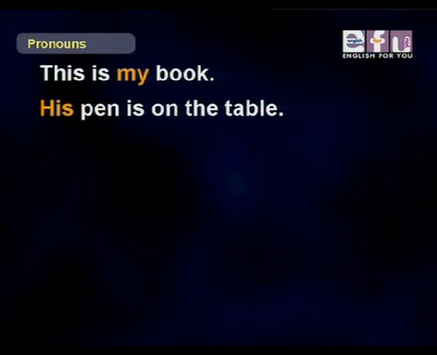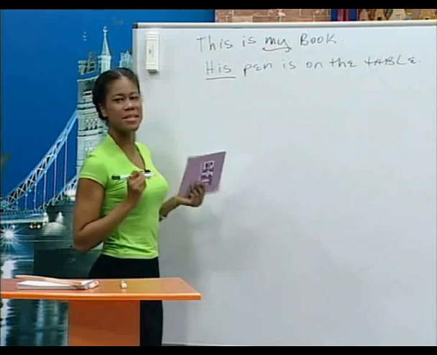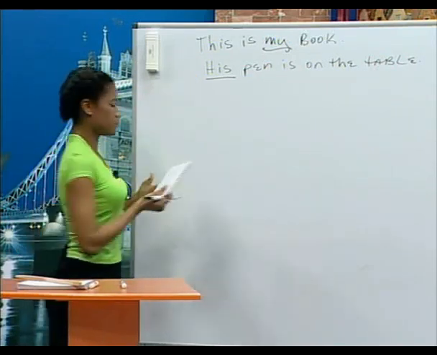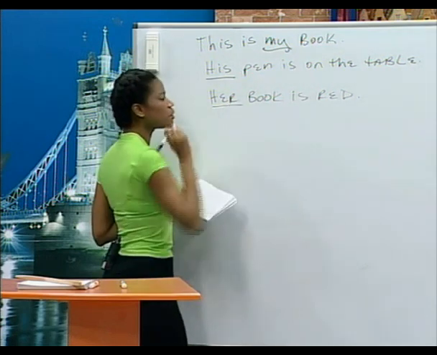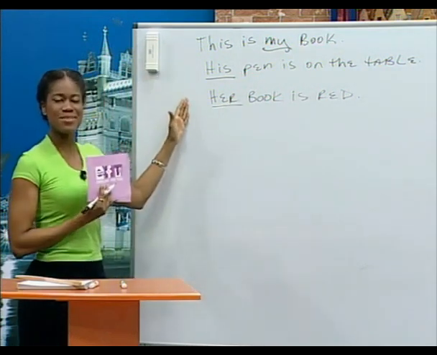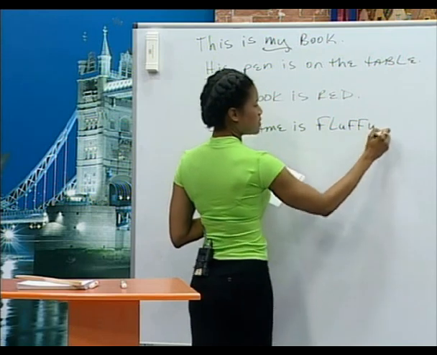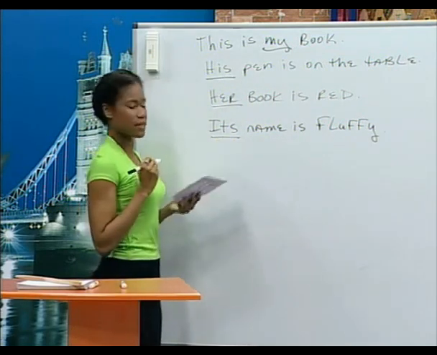His pen is on the table. Whose pen? His pen. Possessive adjective. His pen is on the table. Her book is red. Possessive adjective. Her. Her book is red. Its name is Fluffy. Fluffy the cat. Whose name? Its name is Fluffy.